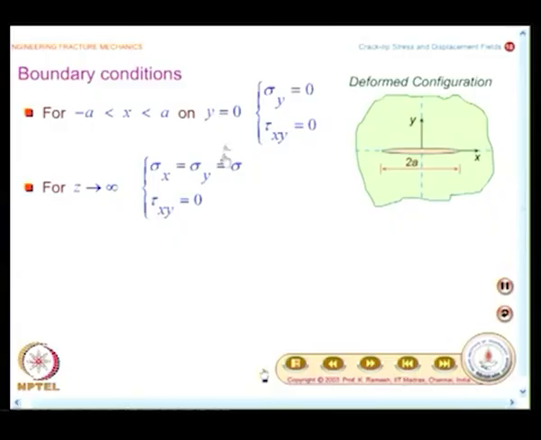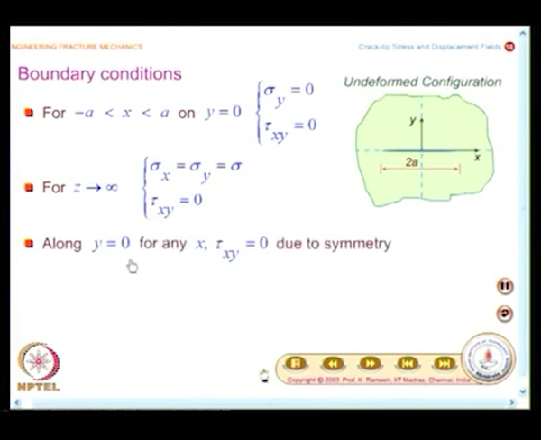So, I have written two boundary conditions. Are there any more boundary conditions? You have along the crack axis, you can write something about it. Along y equal to 0, for any x, due to symmetry, your shear stress has to be 0.